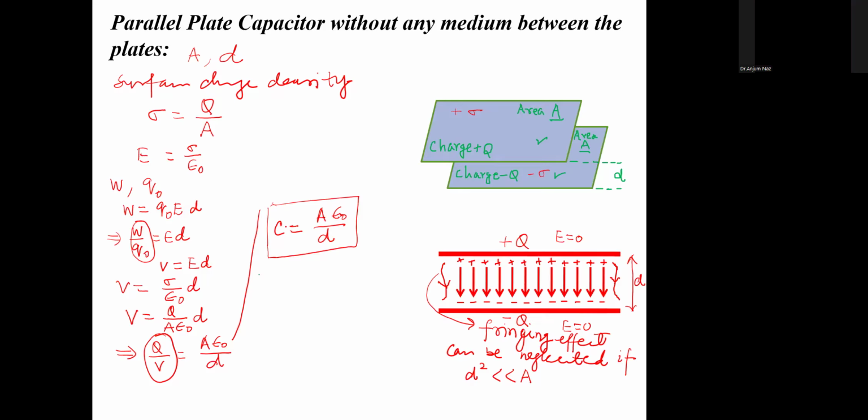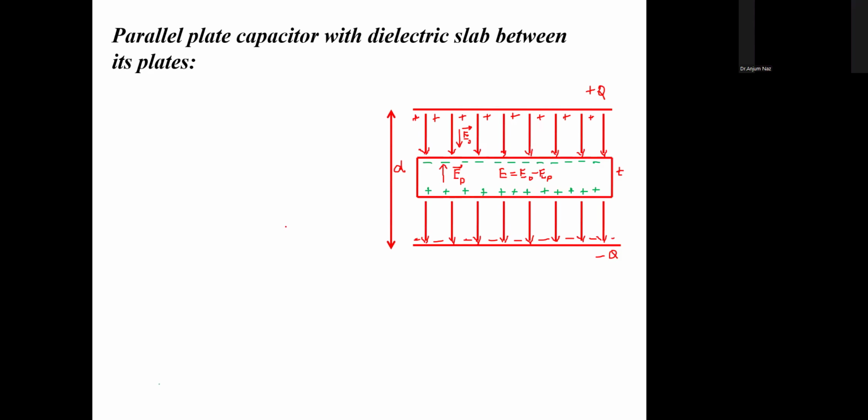Now we'll find the capacitance of parallel plate capacitor when some dielectric material is inserted between the plates. Let us see how the capacitance of the capacitor gets changed when a dielectric medium is placed between the plates of the capacitor. That is, we are going to find out the capacitance of parallel plate capacitor with dielectric medium between its plates.